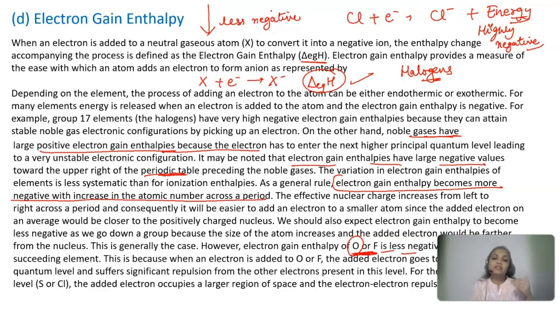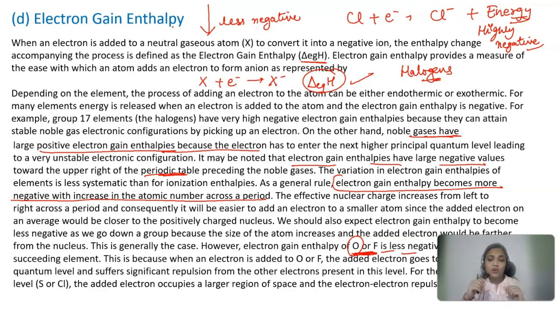But what happens is that in the case of oxygen and fluorine, they have less negative electron gain enthalpy as compared to the next element, that is sulfur or chlorine, because in the case of oxygen and fluorine, the incoming electron goes to the second shell, and the second shell is smaller. So there are more electron repulsions. But in the case of sulfur or chlorine, the electron goes to the third shell. It occupies a larger region of space and electron repulsion is less.